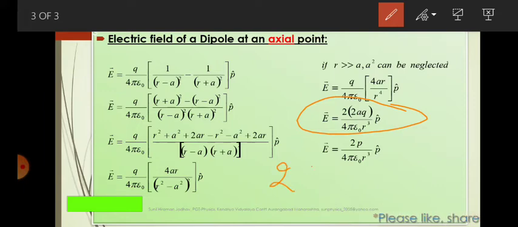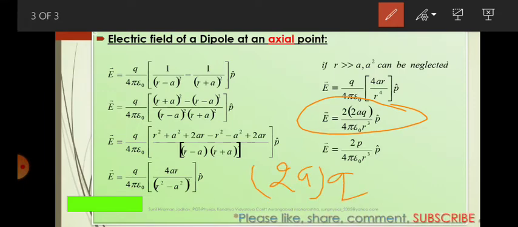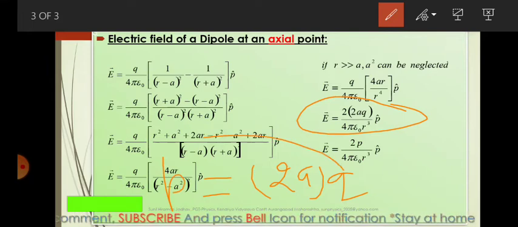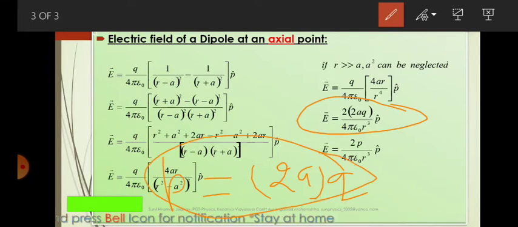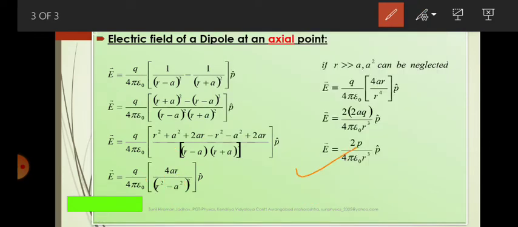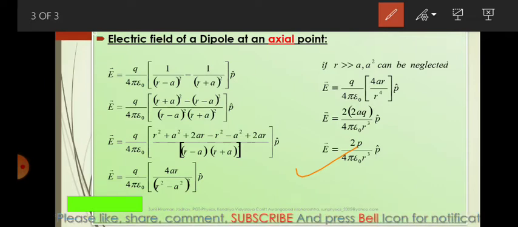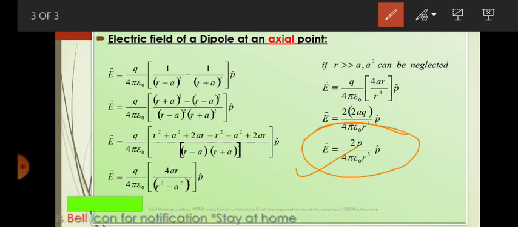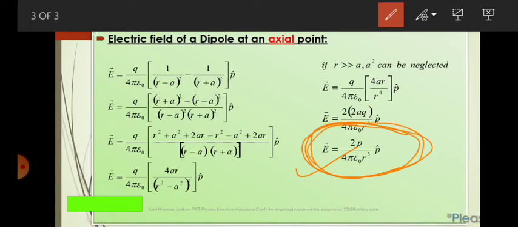But what is 2aq for a dipole? For a dipole, 2aq is nothing but the dipole moment, that is p. So I can write p is equal to 2a into q. So that's why this equation becomes now E is equal to 2p upon 4 pi epsilon 0 r cube into unit vector p. See here, I am writing this equation in vector form, and this is the electric field at an axial point due to a dipole.